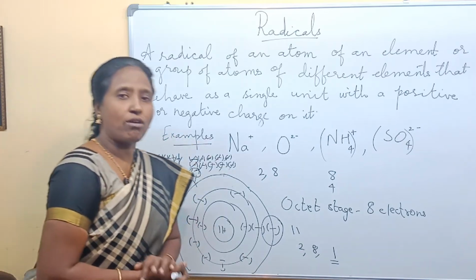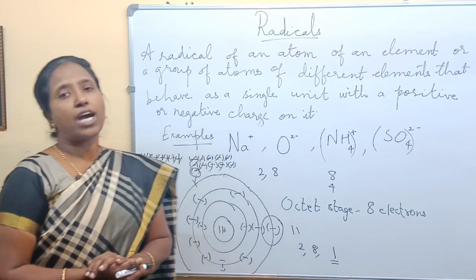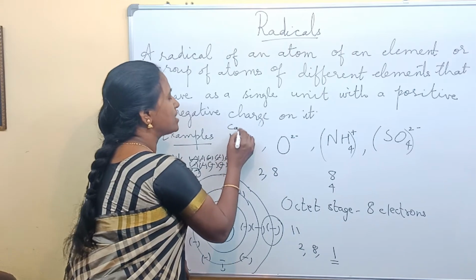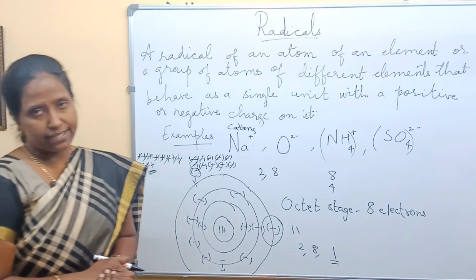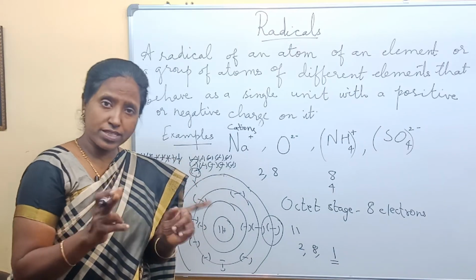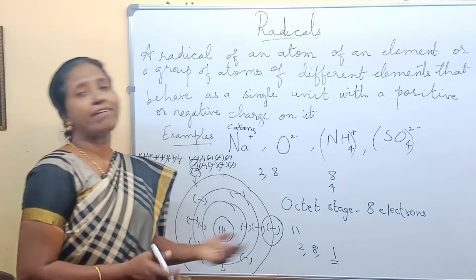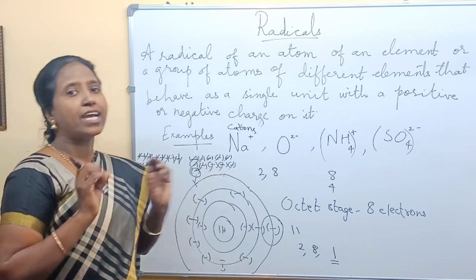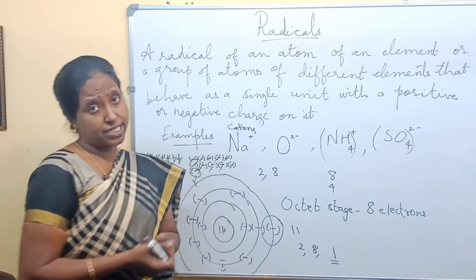Okay, it is called as ions. Positively charged ions are called cations. These are called as cations. So these are positively charged. Why are they positively charged? Because in the valence shell, the number of electrons is less than 4. So it is on the giving end. As it is giving the electrons, it becomes positively charged.